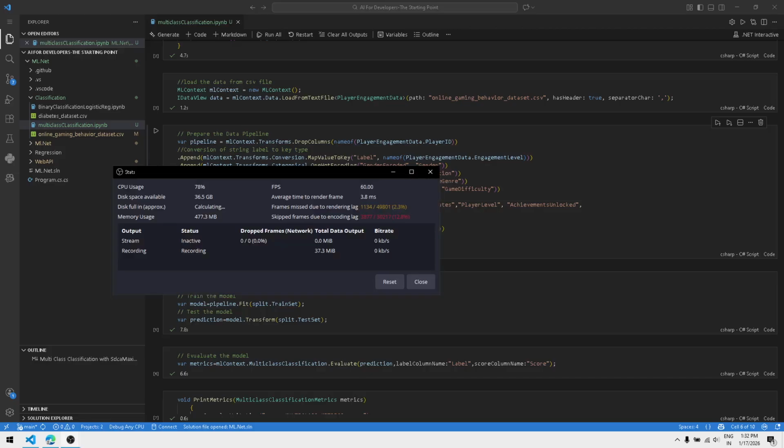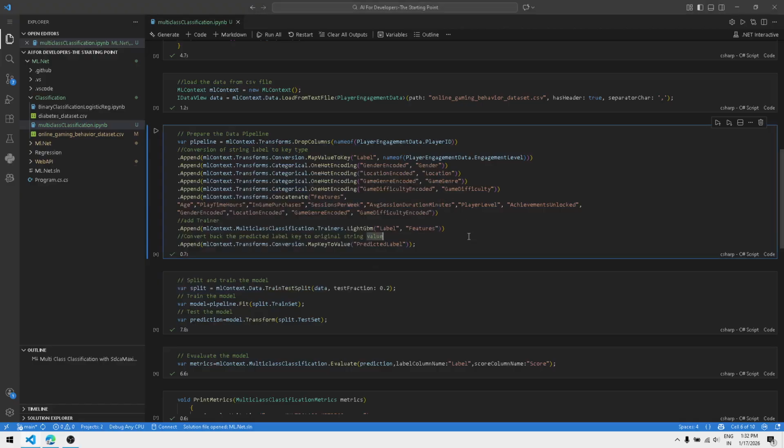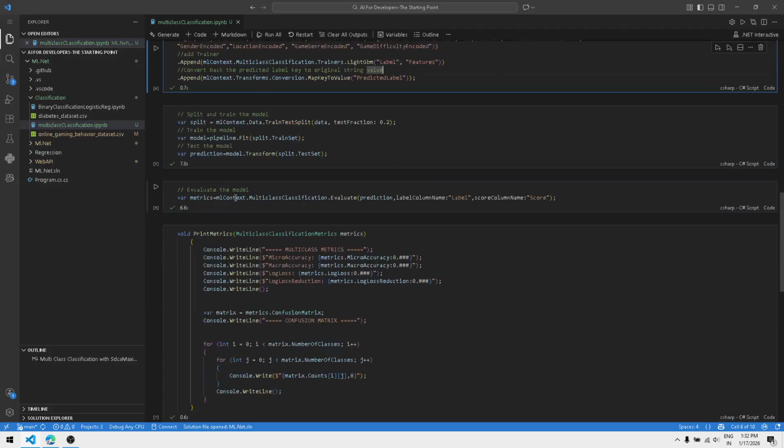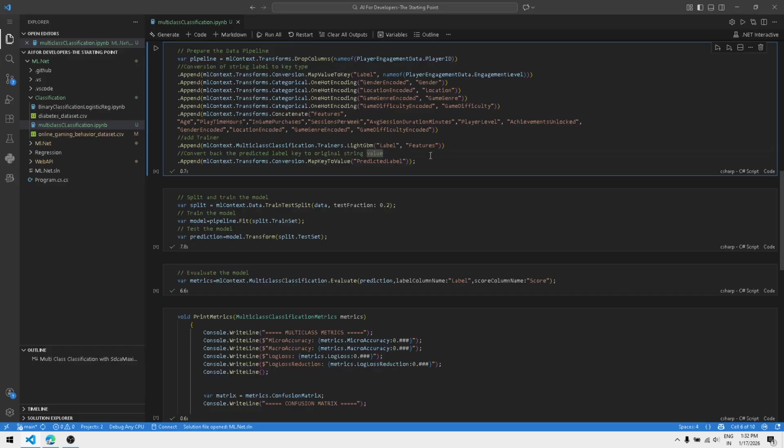That may create trouble. So please pay attention to that. Okay, and the rest of the things seem fine because here everything is okay, and we use LightGBM. Maybe we can use our SDCA. SDCA maximum entropy. We can use this.